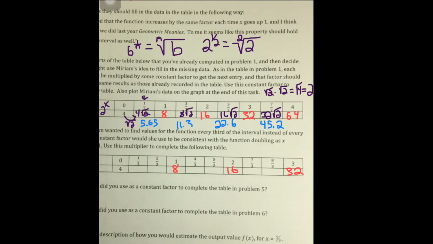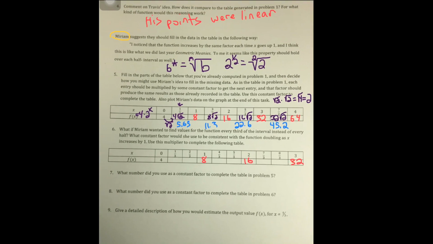Now number 5 is done, and it asks, what did we use as a constant factor in the table in problem 5? Well, we multiplied by square root of 2. So then in number 6, she wants to find even more values. She wants to find 1/3, 2/3, 4/3, 5/3, 7/3, and 8/3.